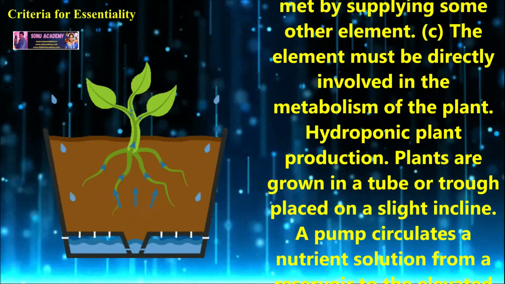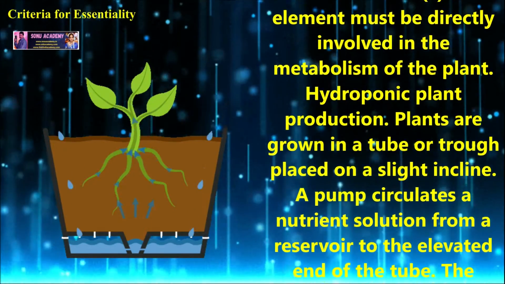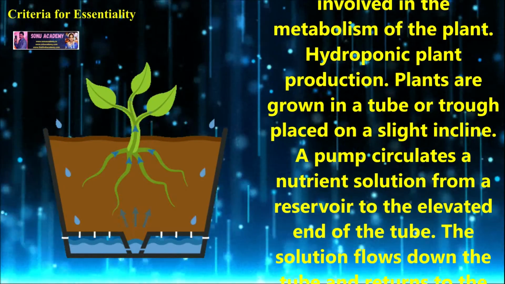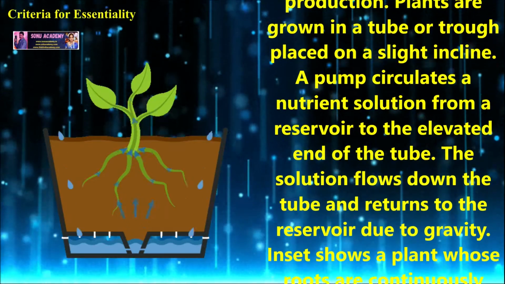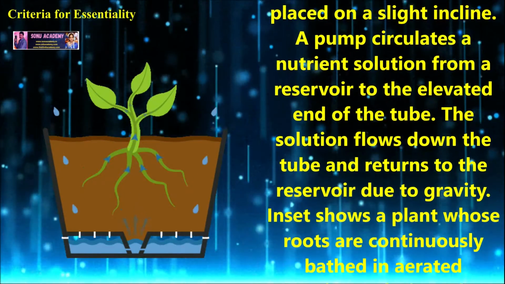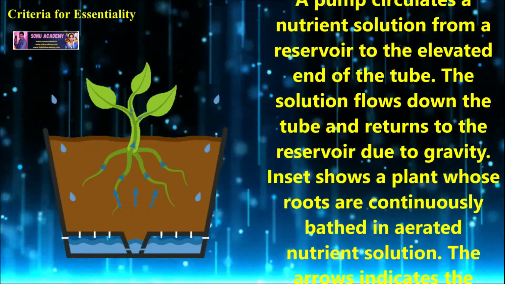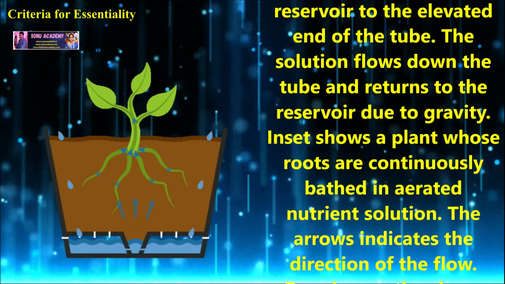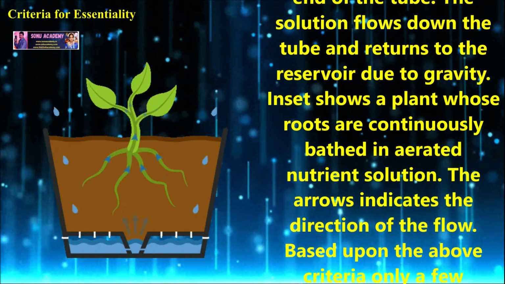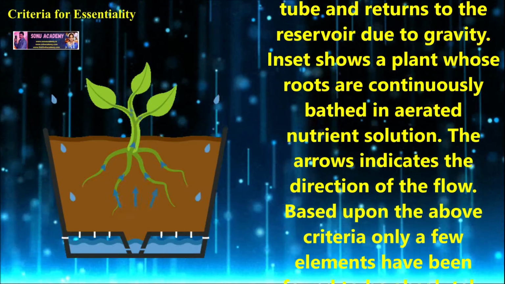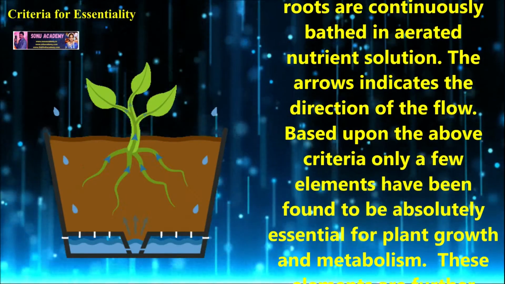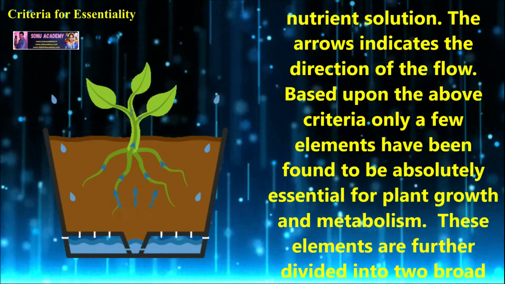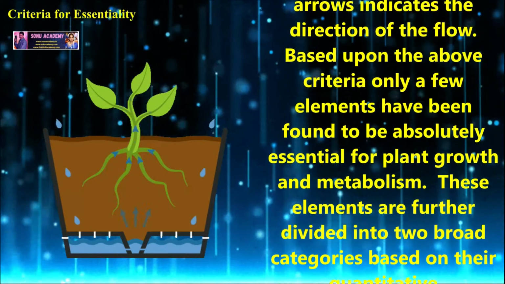Hydroponic plant production. Plants are grown in a tube or trough placed on a slight incline. A pump circulates a nutrient solution from a reservoir to the elevated end of the tube. The solution flows down the tube and returns to the reservoir due to gravity. The inset shows a plant whose roots are continuously bathed in aerated nutrient solution. The arrows indicate the direction of the flow.